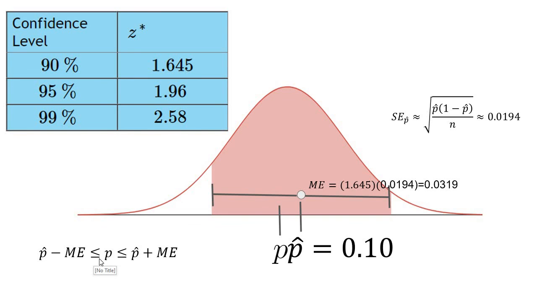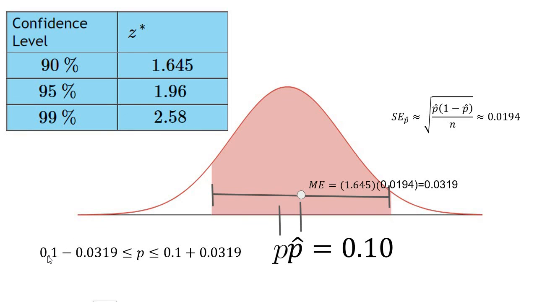If I did this process of creating this confidence interval over and over and over again, I would expect this process to capture the true population proportion 90% of the time. So I am 90% confident that the population proportion p is between p hat minus the margin of error, which is this point down here, and p hat plus the margin of error, which is this point up here that separates that 90% in the middle.